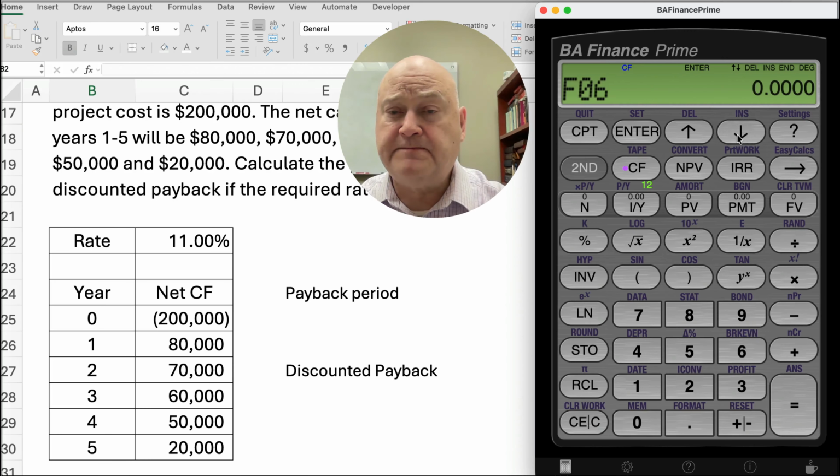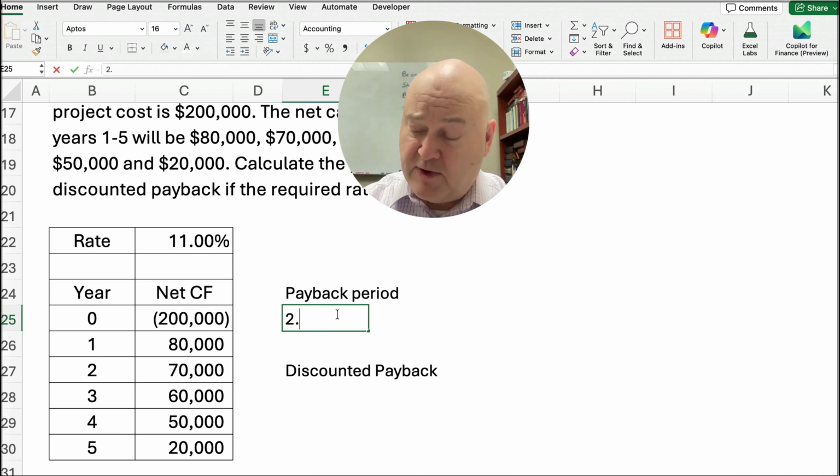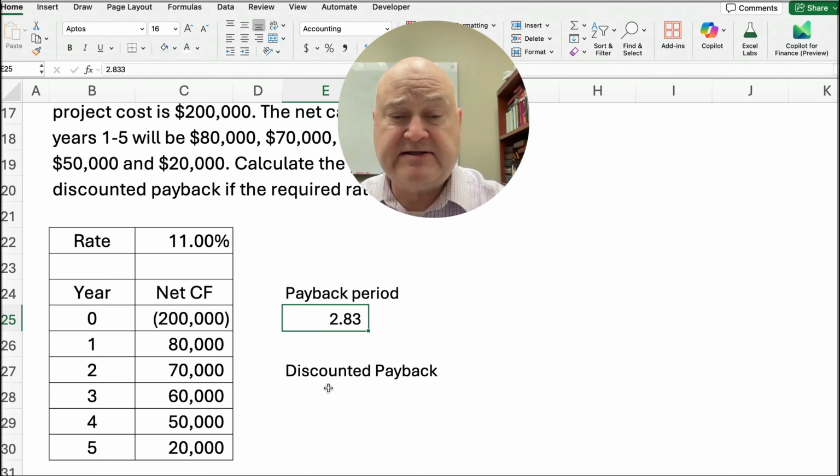All right, so let's check our work. Negative $200,000, cash flow 0. Year 1, year 2, year 3 is 60, year 4, year 5 is 20,000. Okay, so now let's do payback period. Now, payback period is hidden under the NPV button. We don't need the interest rate if we're doing just payback. So let's go down and do payback, compute, it's 2.833. So here's our answer, 2.833. All right, so that's the payback period.